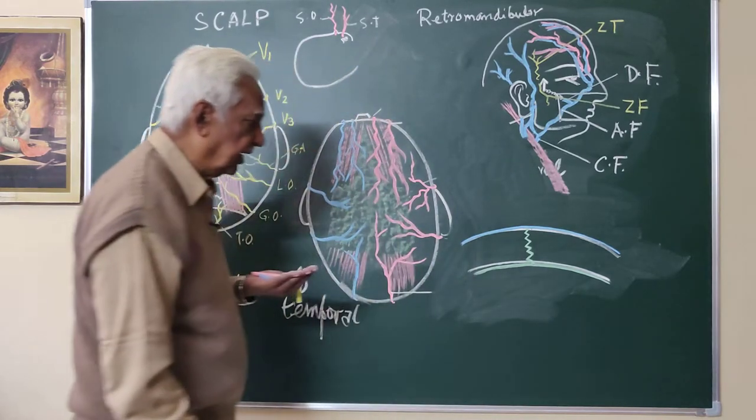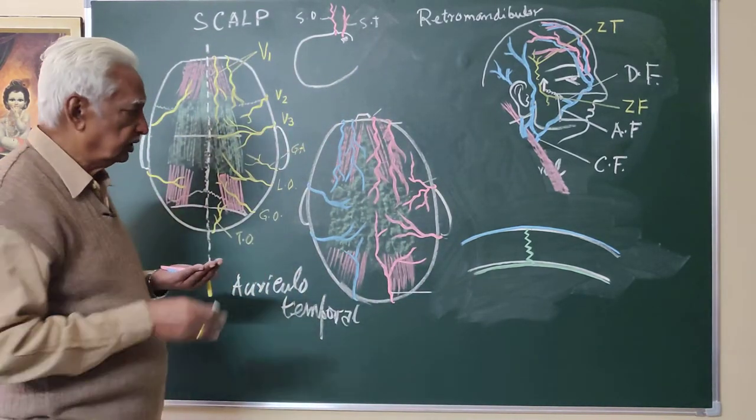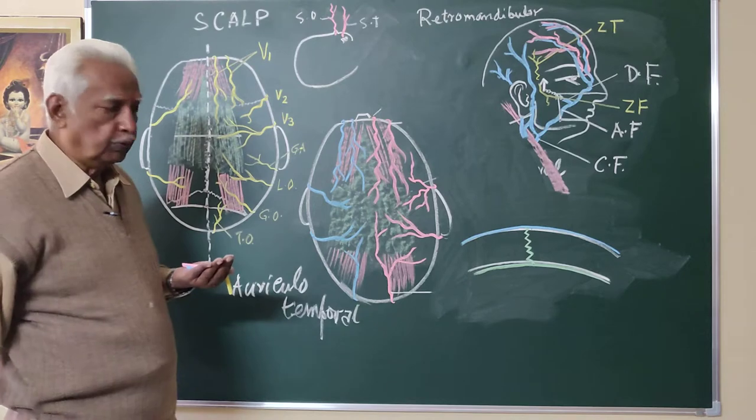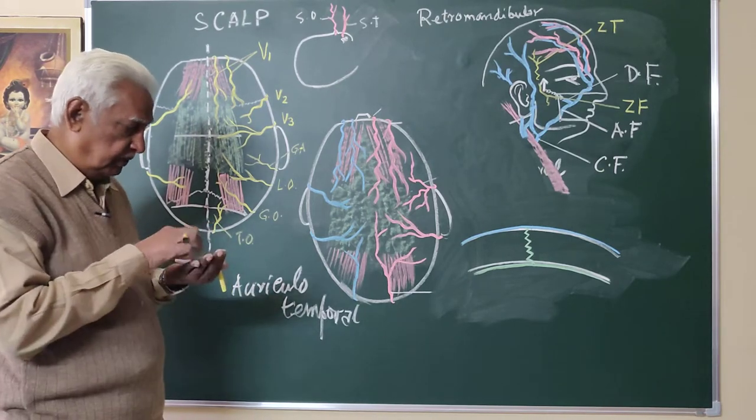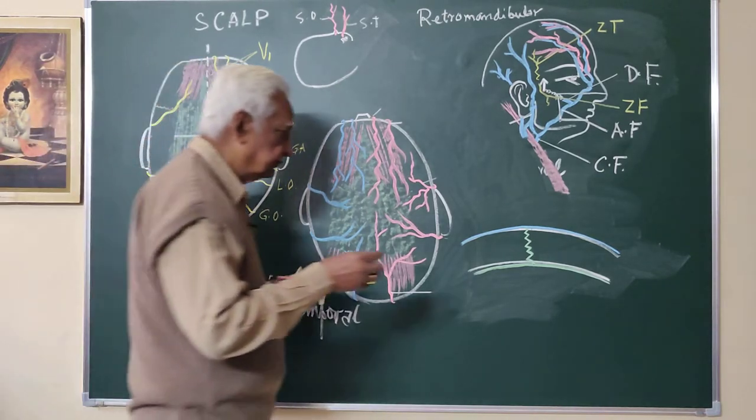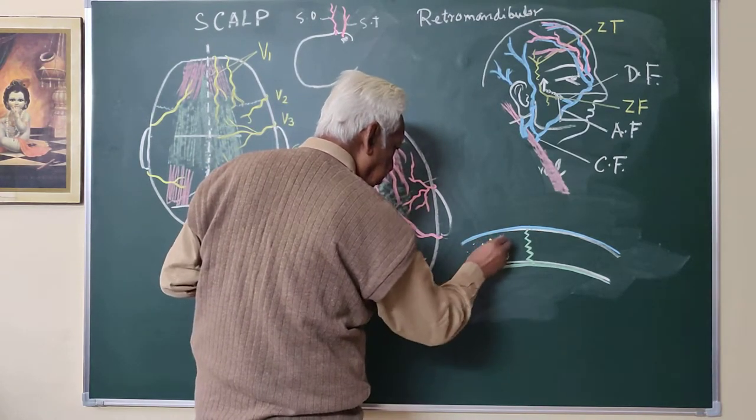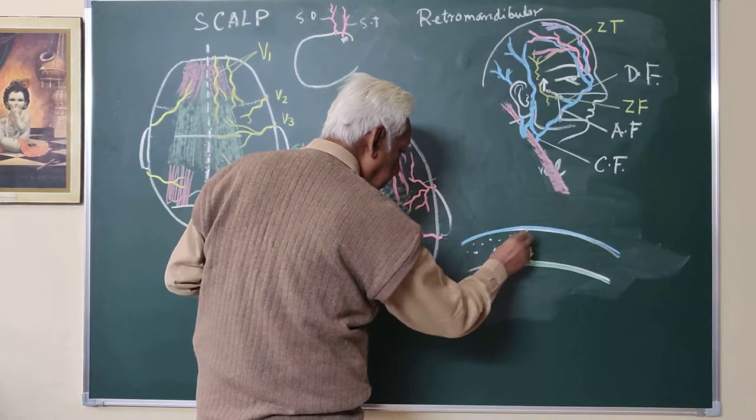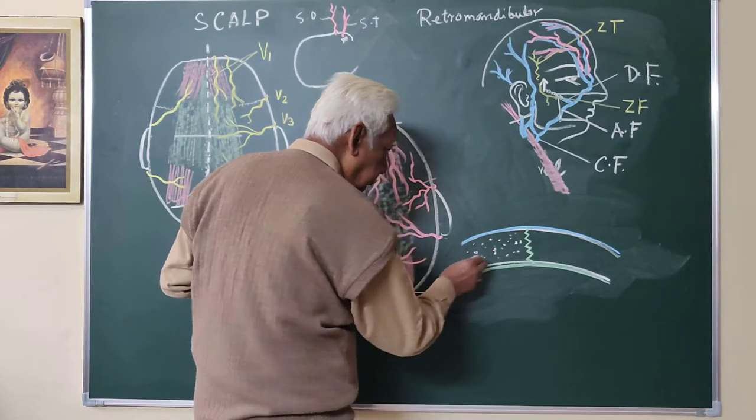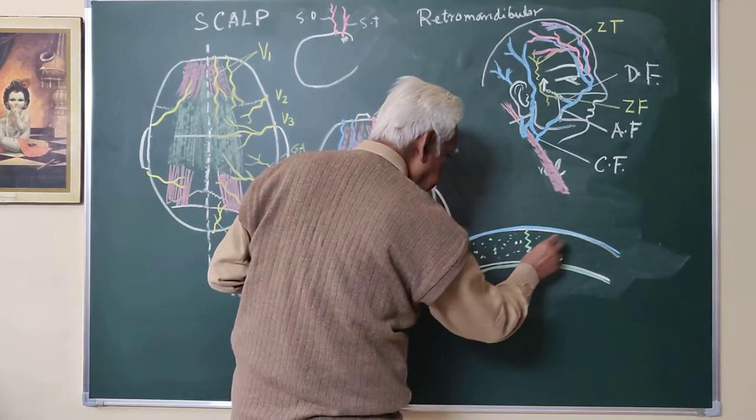There are thin bands which pass through the sutures in between the two bones, and this will be called the sutural ligament. Here you have seen the diploe. So this is the diploe.